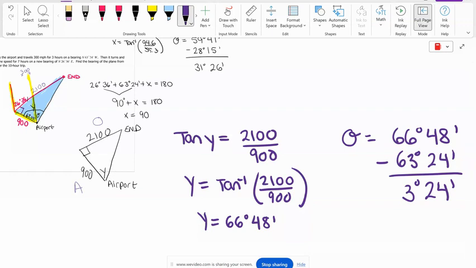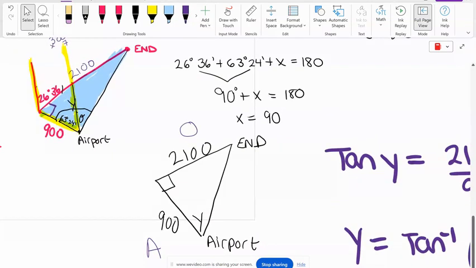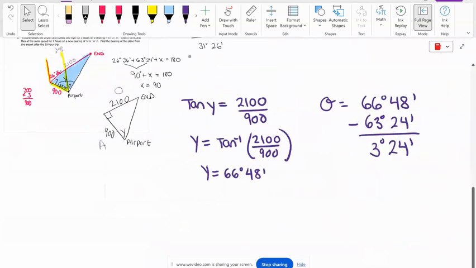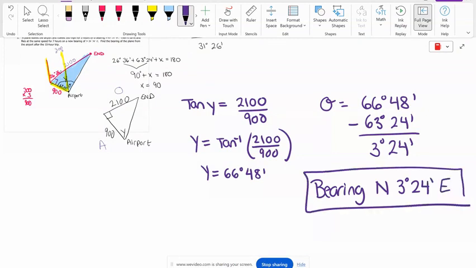Because I'm finding a bearing, I have to make sure it's acute. Is it acute? Yes. What else do I have to put with it? Its direction. So from the airport to the end, I'm going north and east. So our bearing will be north 3 degrees, 24 minutes east. All right, we're done.